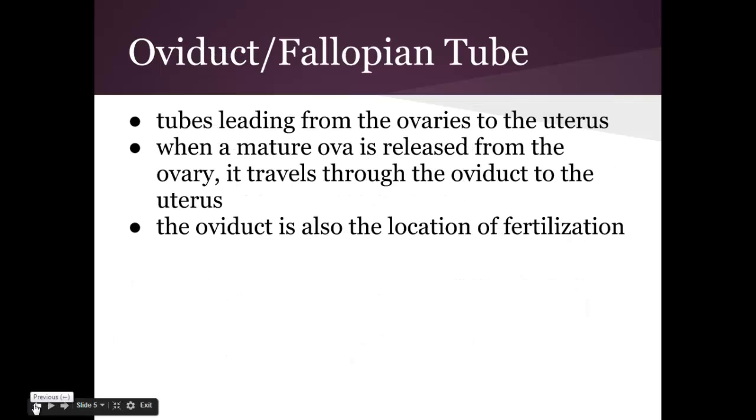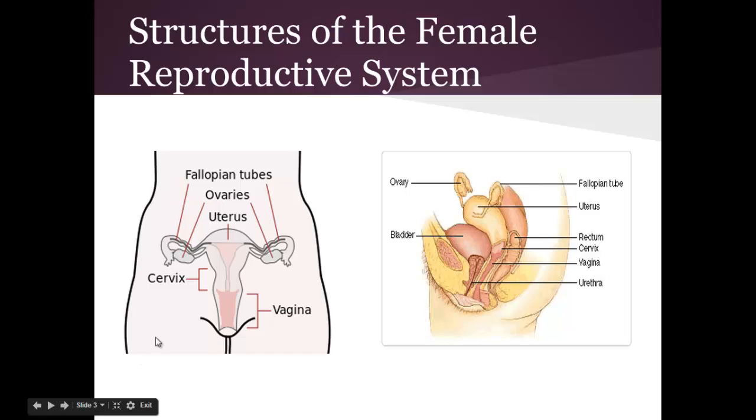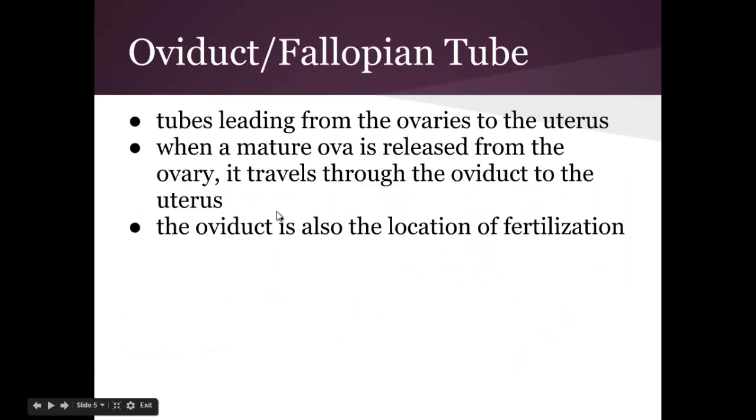Next to the ovary, and we'll go back to the original picture again, we see the ovary. The egg can be released from the ovary. It then goes to, in this diagram, they call it fallopian tubes or the oviduct. The oviduct or fallopian tube connects the ovaries and the uterus. When a mature ova is released from the ovary, it will travel into the oviduct. When it's in the oviduct, it can be fertilized.